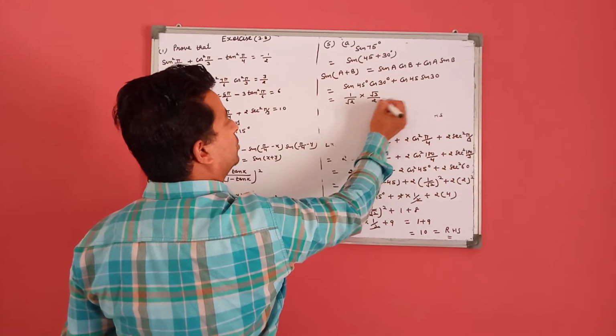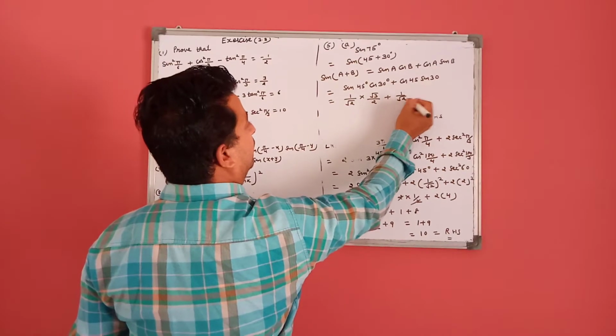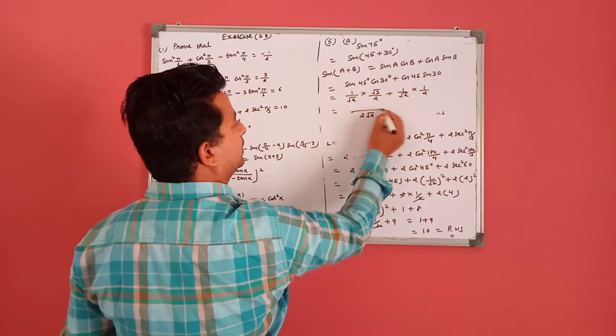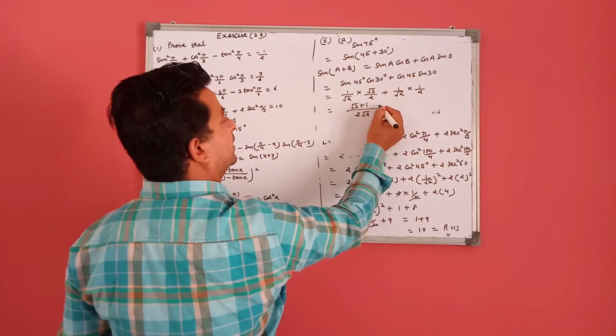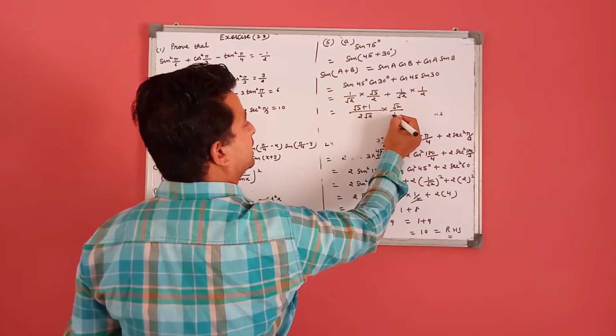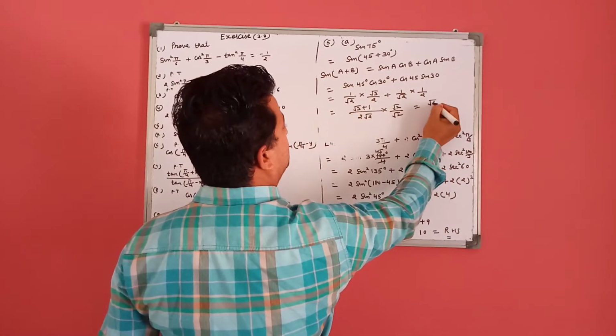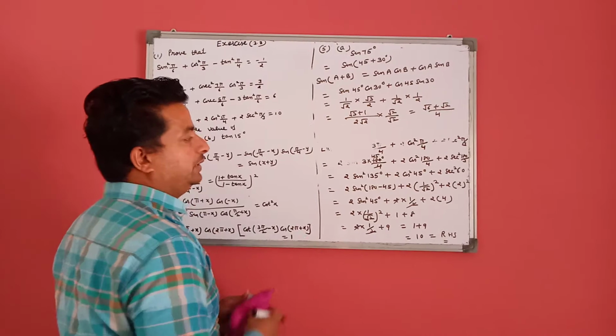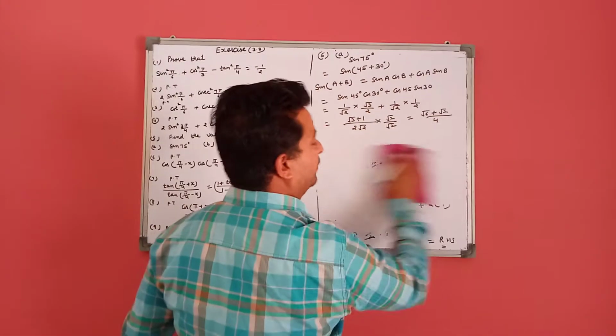This becomes root 3 by 2, 1 upon root 2, 1 by 2. Take LCM. This becomes root 3 plus 1. When we rationalize, this becomes root 6 plus root 2 by 4. This is the value of sin 75.